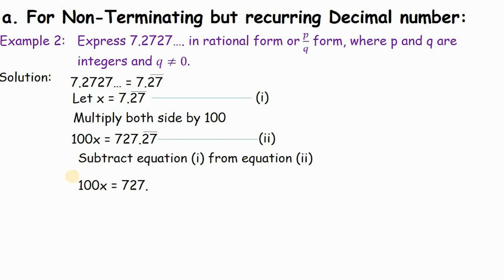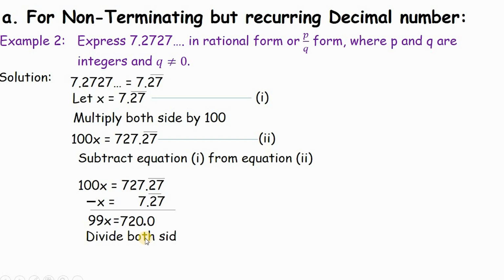So we'll write the equation 2 first, that is 100x equal to 727.27 bar, and then followed by the first equation, that is x equal to 7.27 bar, and then we'll subtract it. Since the digits after the decimal points are exactly same, you'll get 0 here, and you write down this point, and 727 minus 7, you'll get 720, and we'll take down this equal to sign, and 100x minus x is 99x. Since we have to find the value of x, we need to remove 99. So we'll divide both sides by 99.